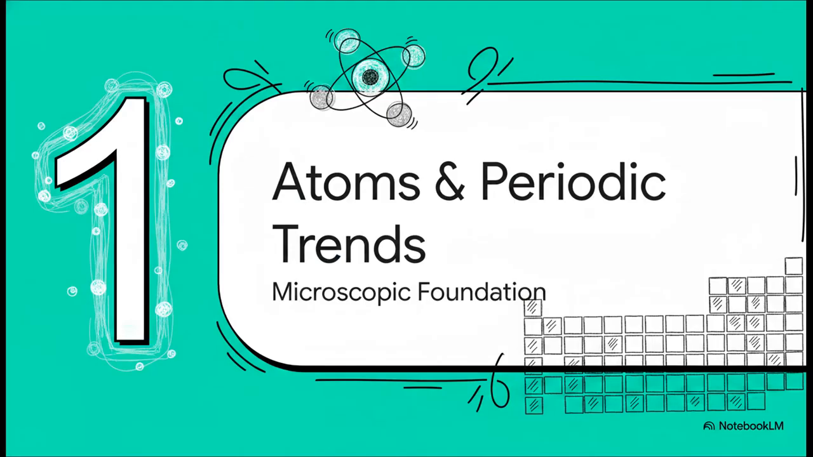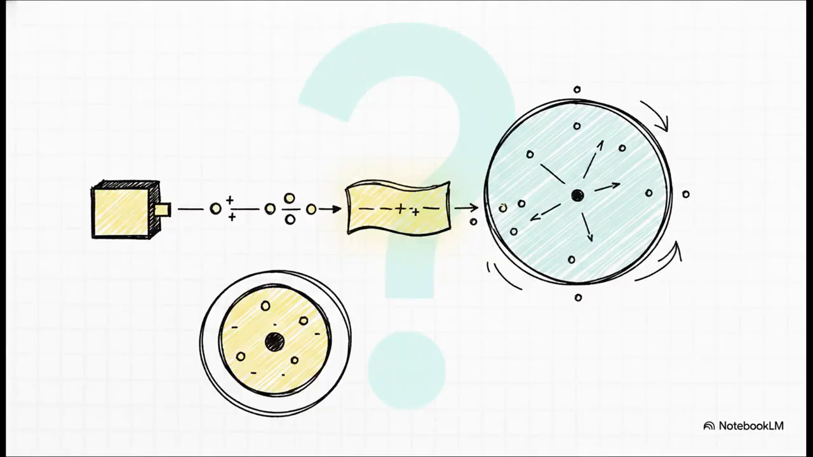We are starting right at the core of it all, the microscopic foundation. Because to really get anything else in chemistry, you've got to master atomic theory and understand exactly how elements behave and are organized on that periodic table. Let's test your knowledge right out of the gate with one of the most famous experiments in scientific history.